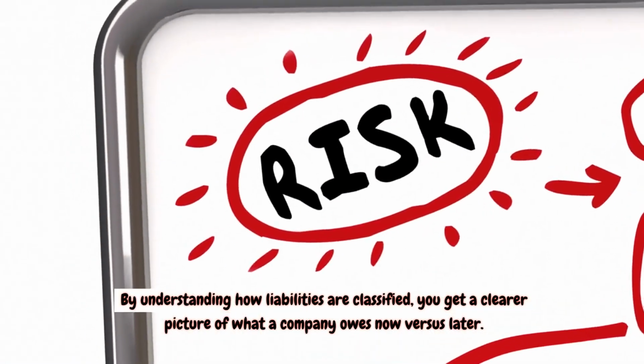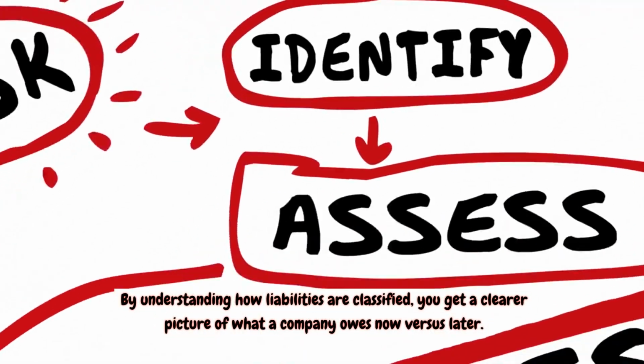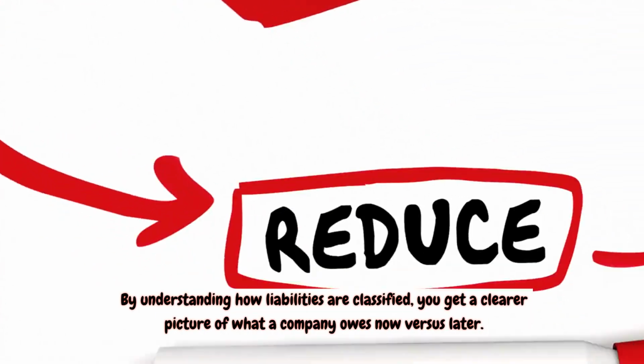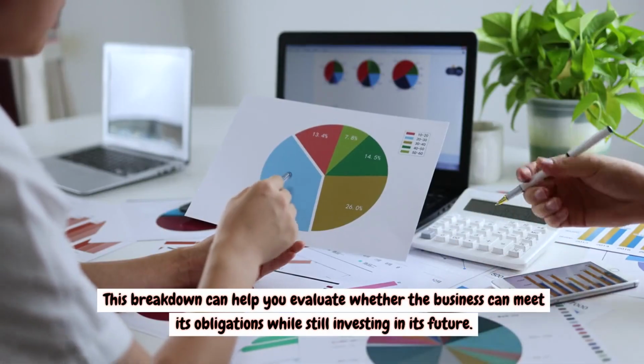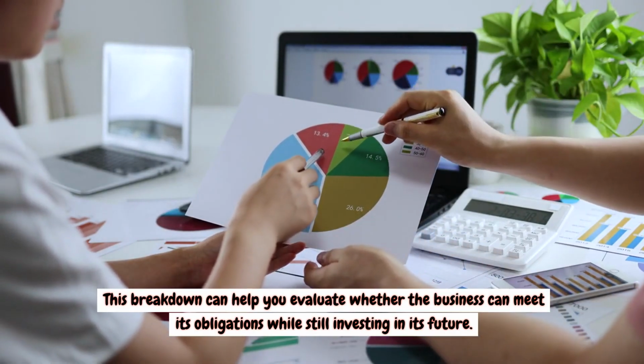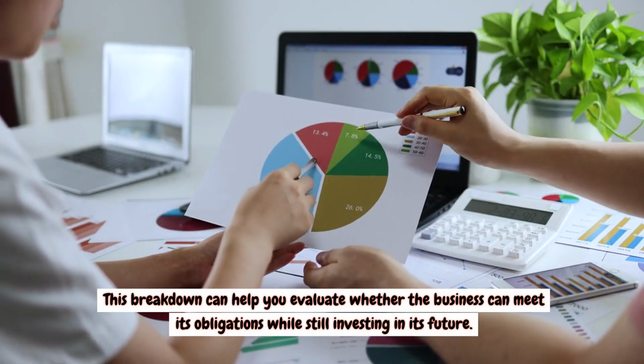By understanding how liabilities are classified, you get a clearer picture of what a company owes now versus later. This breakdown can help you evaluate whether the business can meet its obligations while still investing in its future.